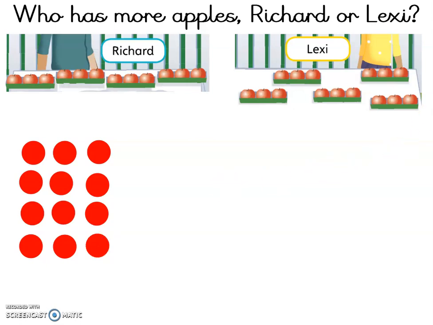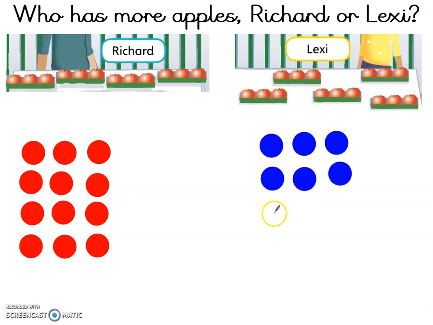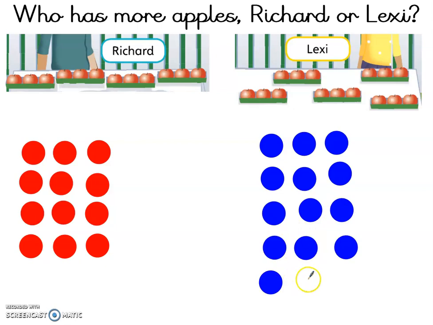If we look at our next calculation, which is Lexi, we can do exactly the same. So Lexi has, in this case, 3 apples in each set. And Lexi's got 2, 3, 4, and 5. So whereas Richard's got 4 lots of 3, Lexi has 5 lots of 3.